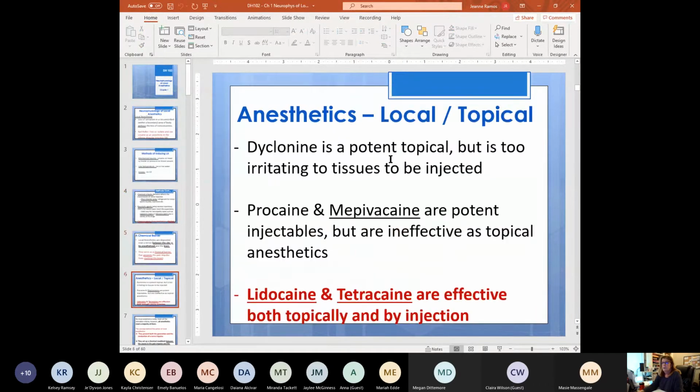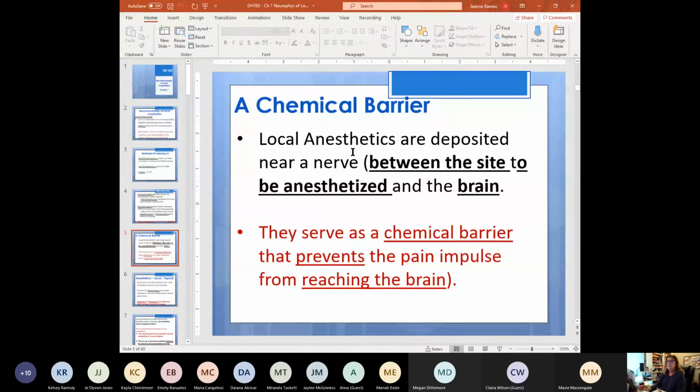With the chemical barrier, local anesthetics are deposited near a nerve, between the site where we're depositing it and the brain or the spinal cord, because the impulse goes straight to the brain and the central nervous system. Remember, that's the brain and the spinal cord. So it's a chemical barrier that prevents the pain impulse from even reaching the spinal cord or the brain.